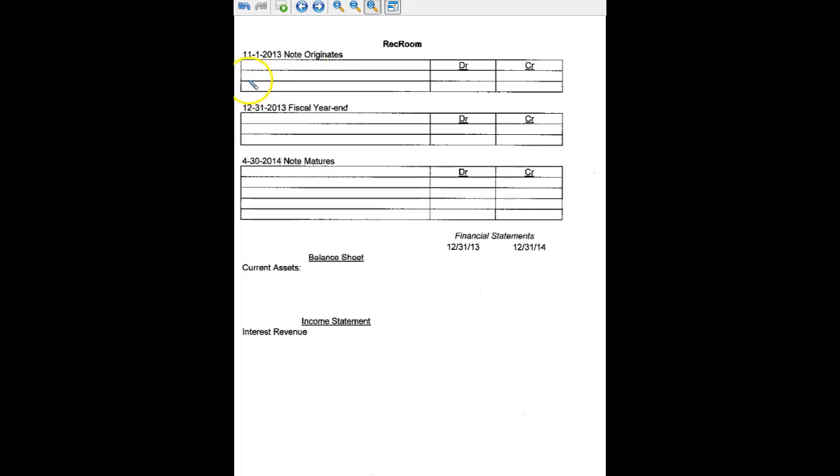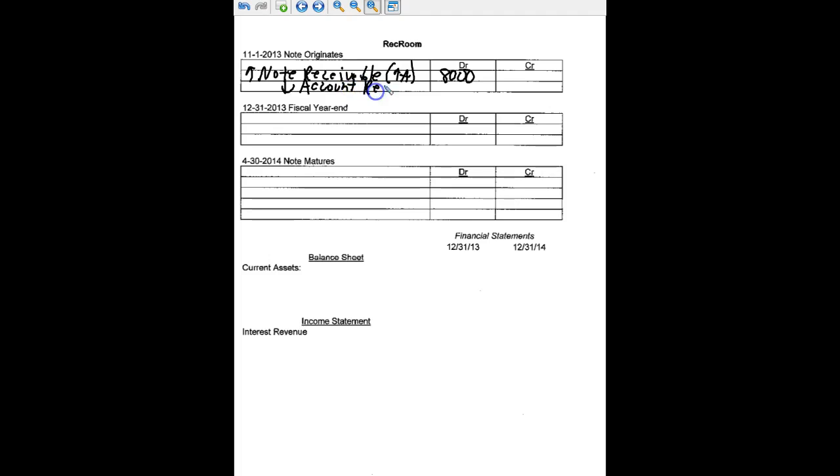Here's where the note originates. So we're going to create a note receivable. A note receivable is an asset, so it's going to go up with a debit. And that was for $8,000. And then we want to remove, zero out the account receivable.